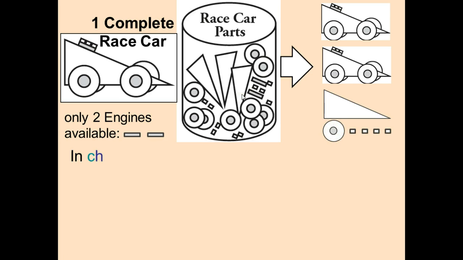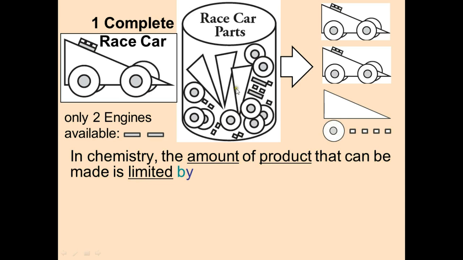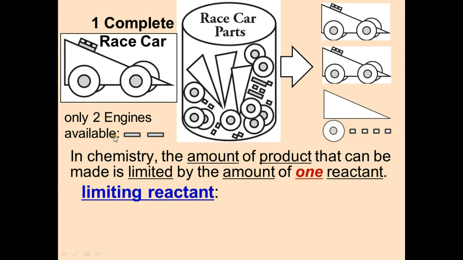In chemistry the same thing happens. The amount of products, or in this case cars, created is limited by the amount of one reactant. In this case it was the engines that limited the amount of cars we can make. The same thing happens in chemical reactions: one of the reactants limits the amount of product, or stuff we make after the reaction.